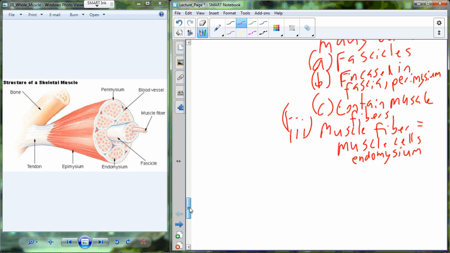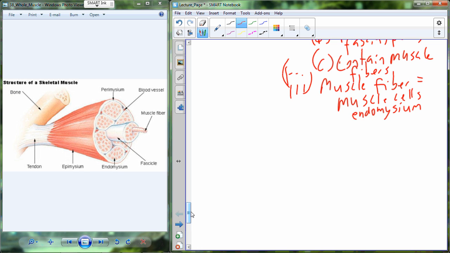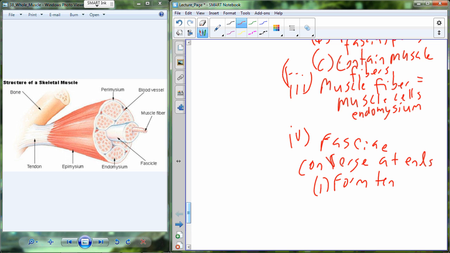Now, these three different layers of fascia, epi on the outside, peri around the fascicle, and endo around the individual muscle fiber, all of those tissues converge at the very end, and this is what actually begins to form the tendon. So the fascia converge at the end to form our tendon. And what that means is you have that tough tissue, the fascia, associated with every single level of the muscle itself, that are going to be attached to the bone.